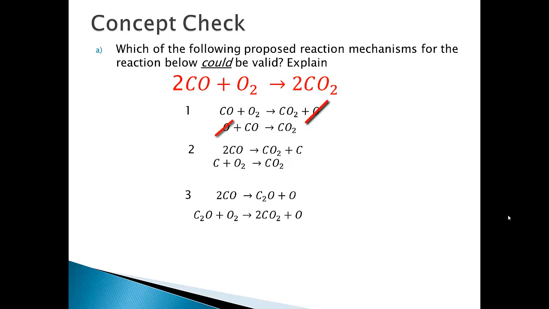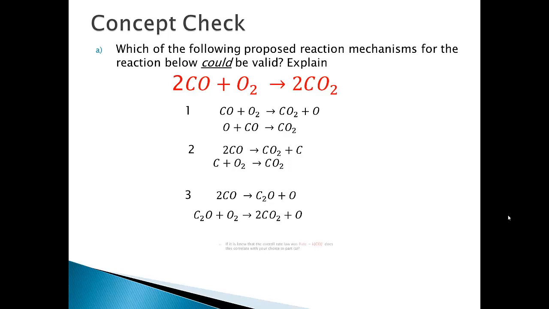Number 2, does this one make sense? Let's just check this. So 2CO, okay, that adds up, gives us CO2 plus a carbon, and then that carbon can react with some O2 and give us CO2. So if we cancel out the carbons, we get 2CO plus O2 gives us 2CO2. Okay, so that one makes sense as well. It's just number 3 doesn't quite add up. So at the moment we think number 1 and number 2 could be valid.